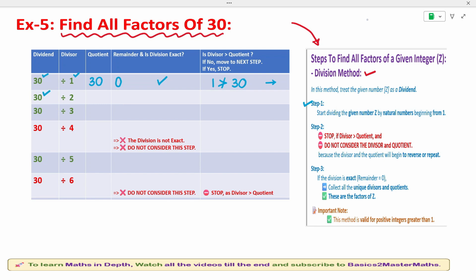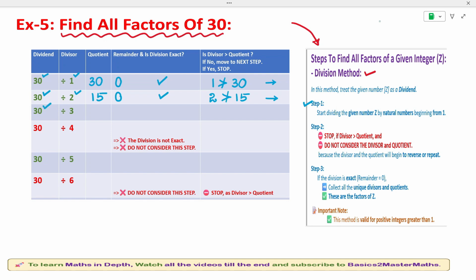When we divide 30 by 2, we get 15 as the quotient and 0 as the remainder. So, this division is exact. In this case, the divisor 2 is not greater than the quotient 15. So, move to the next step.